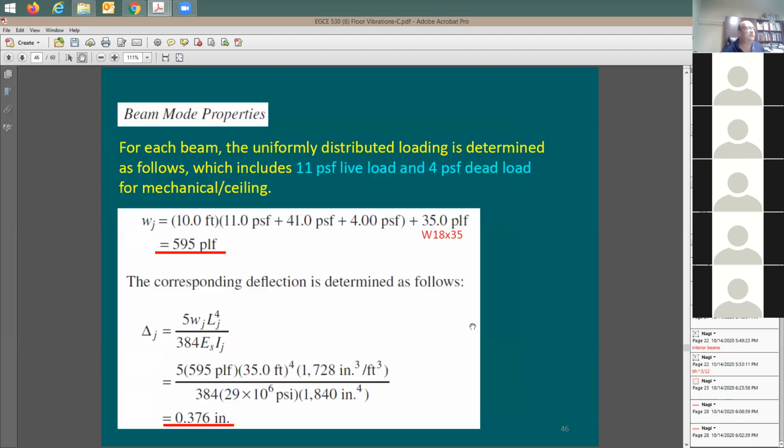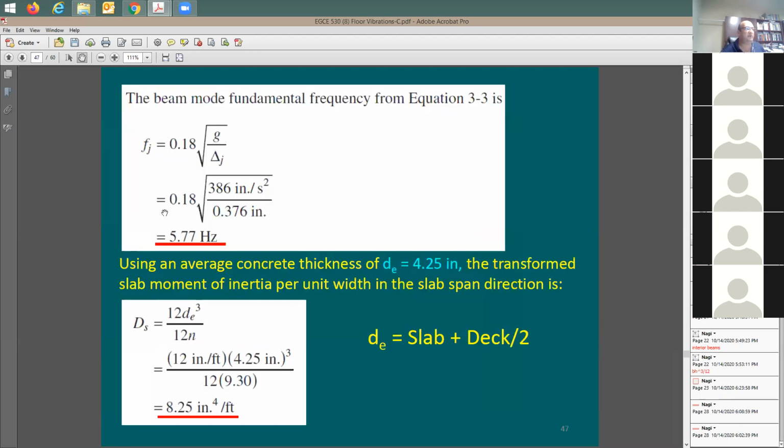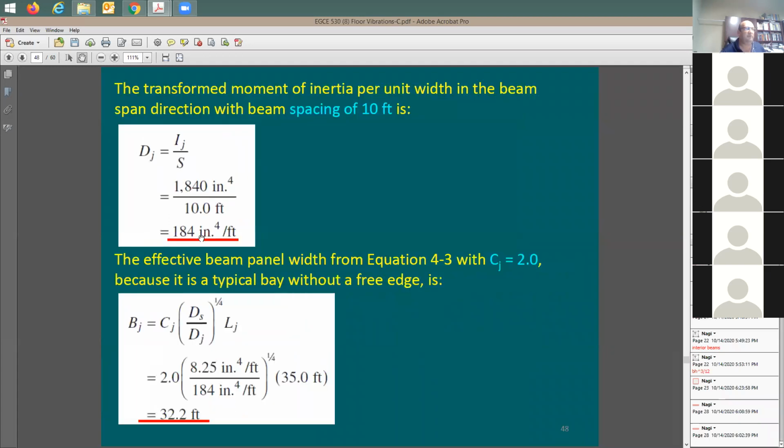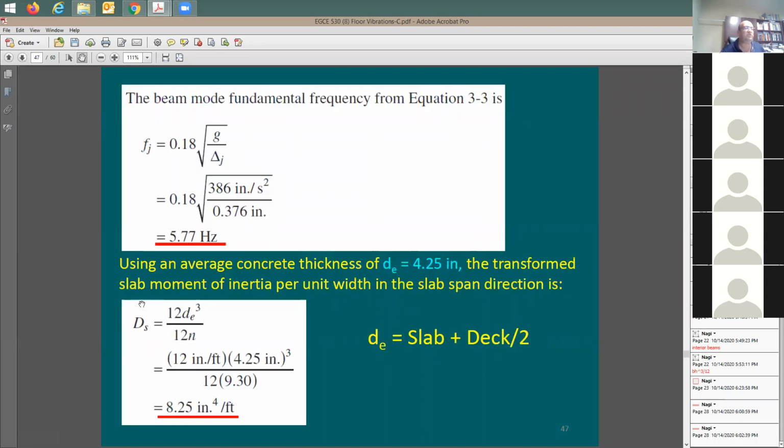You say, okay, now I have this natural frequency for the beam. Now I need to find, if you remember, the effective width and the effective weight. So I need to find the moment of inertia for the slab. We have seen this before, and we know how to do this. This gives you the moment of inertia divided by 12 because I'd like to find it as inch to the 4 per foot. This is exactly what we're doing here.